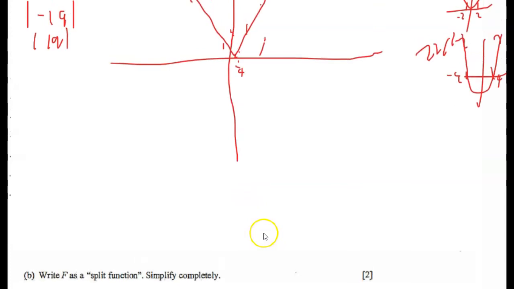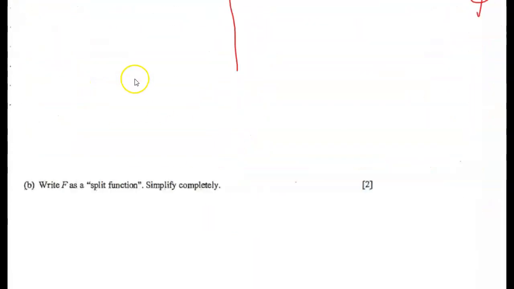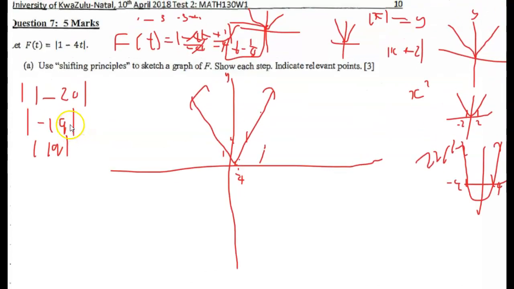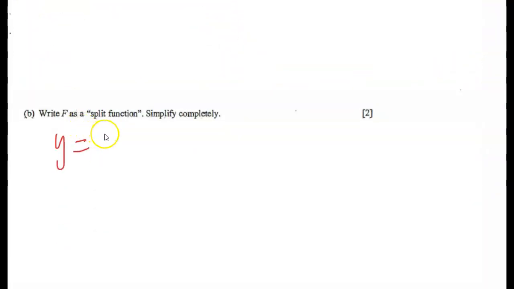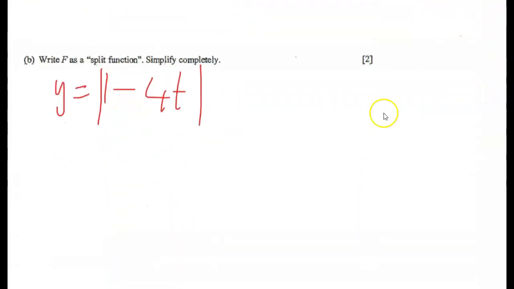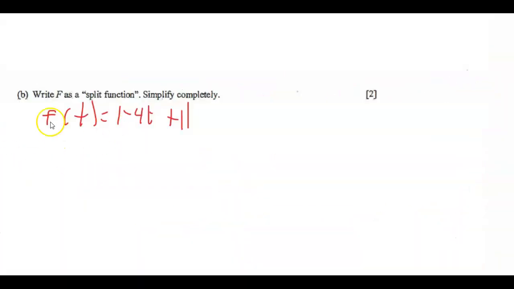Okay, so write f as a split function. Whenever you want to do this, let's rewrite the absolute value. So f of x or f of t can be rewritten as y or whatever you want: 1 minus 4t. Just to make you understand, I'm going to rewrite it. Obviously we did that over here. I just wrote it as is because you have to use the same symbol.